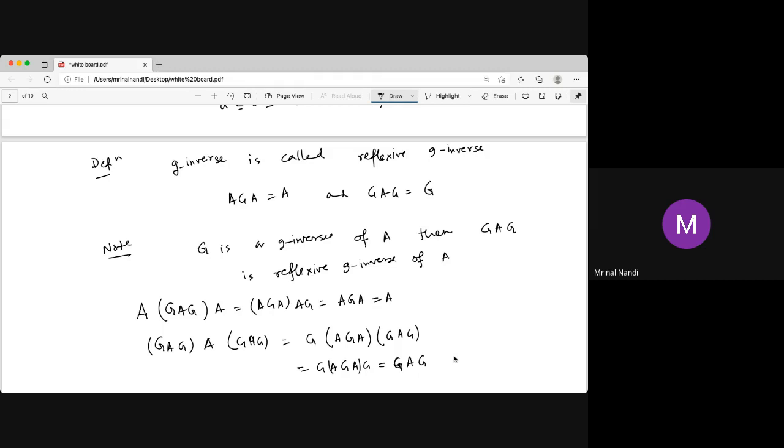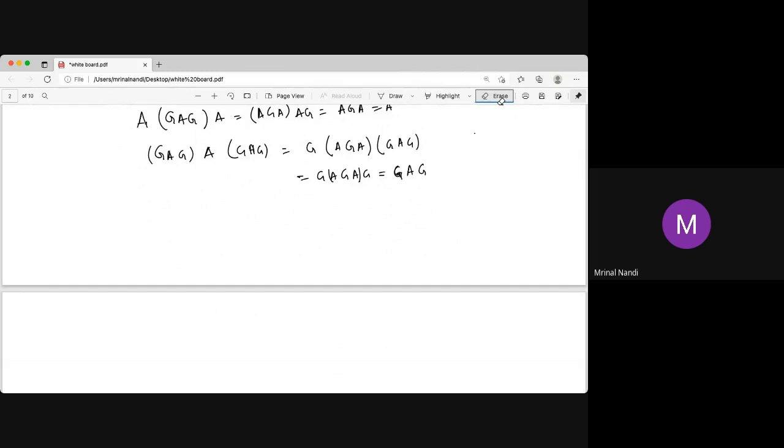Again we just used it twice. So using that G is a G inverse, we proved that GAG is a G inverse as well as a reflexive G inverse. So from any G inverse, we can find another G inverse which is reflexive. But if G is itself reflexive, we have nothing new. Then GAG equals G. But if G is not a reflexive G inverse, then we find a G inverse which is reflexive. So this is the important result, and that motivates us to give such a definition.